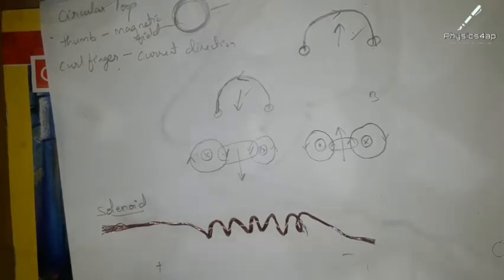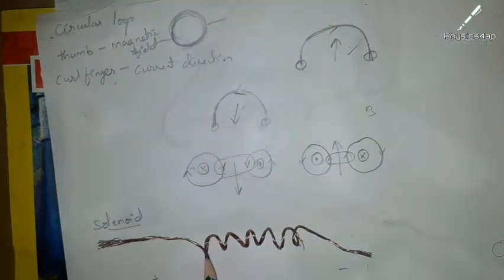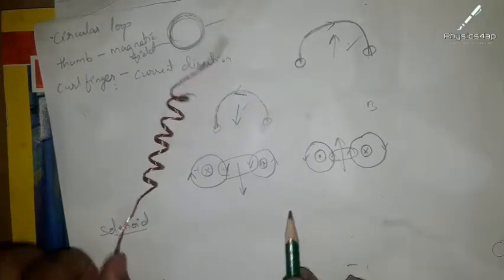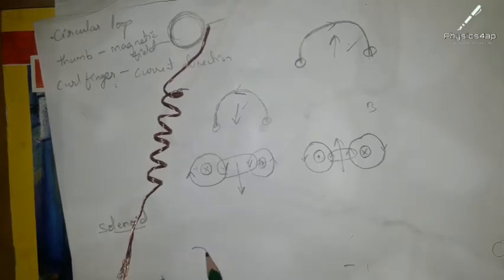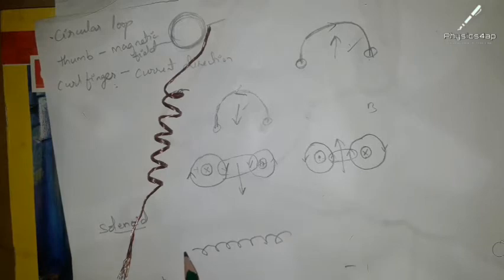As the current passes into this solenoid, it produces a magnetic field. As in one circular loop, the magnetic field travels in a straight line. As there are many circular loops, all of it represents a straight line, and that solenoid gives the direction of the magnetic field, which is similar to a bar magnet.